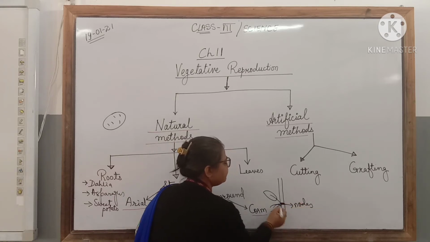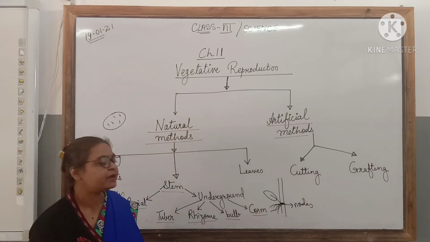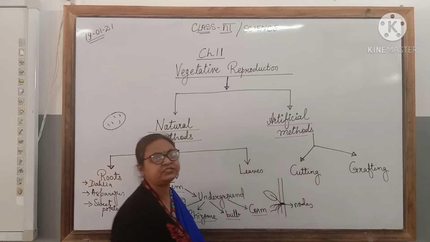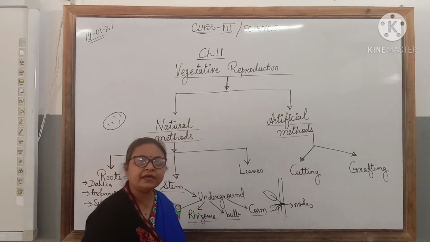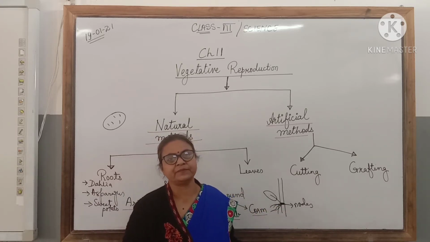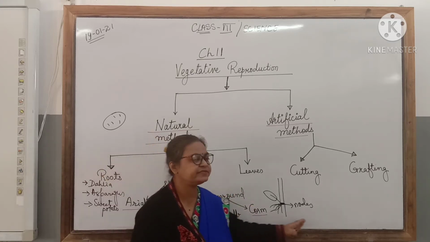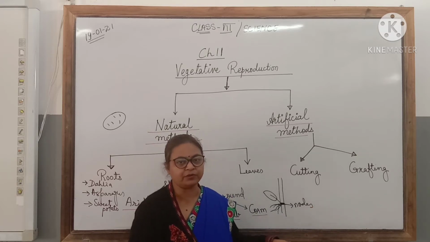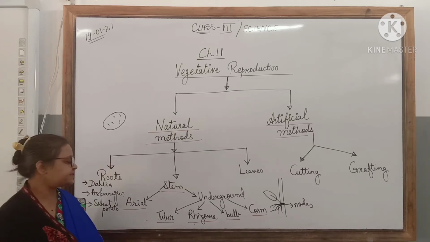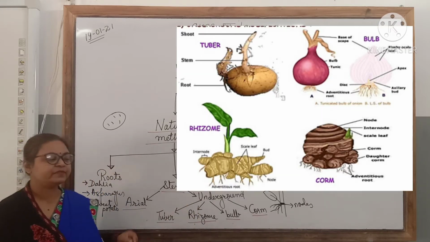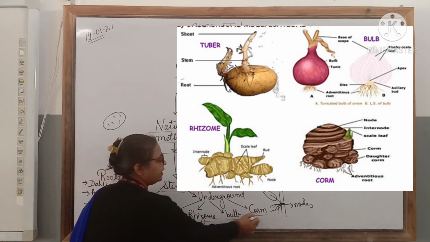This is called node, where leaf arises. But in plants like grass, strawberry, chrysanthemum, root and shoot both arise at each and every node. And when this comes in contact with the soil, it develops into a new plant. It can be separated or it may remain continuous with the parent plant and spread on the ground. So this is how the aerial stem helps to reproduce. Among the underground stem, there are four types: tuber, rhizome, bulb and corm.